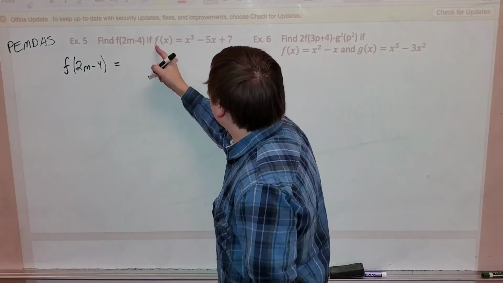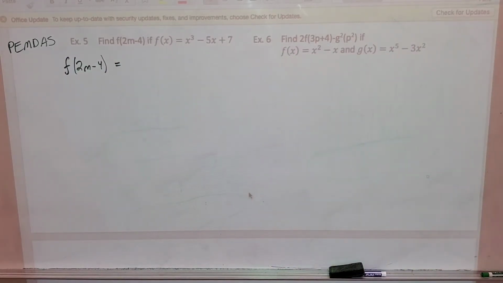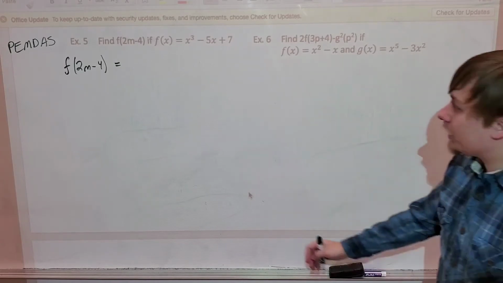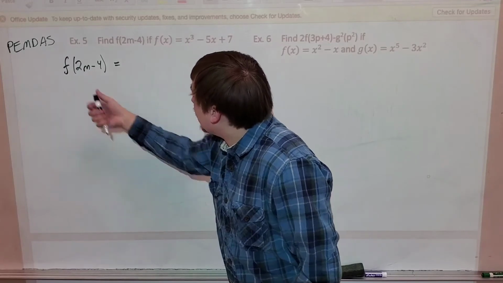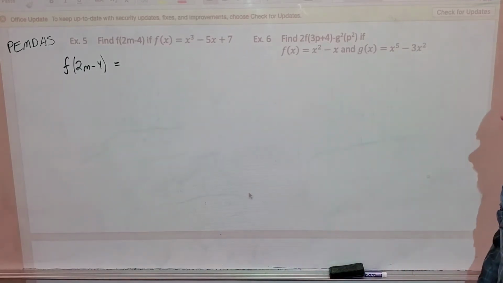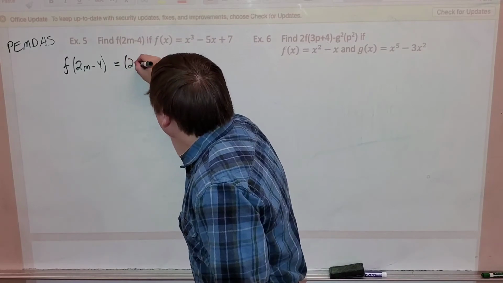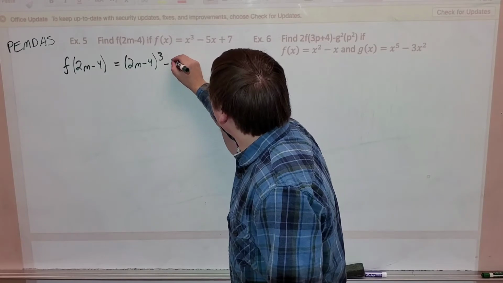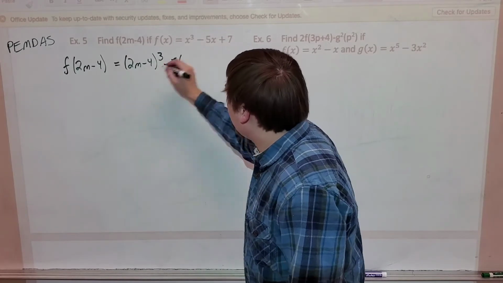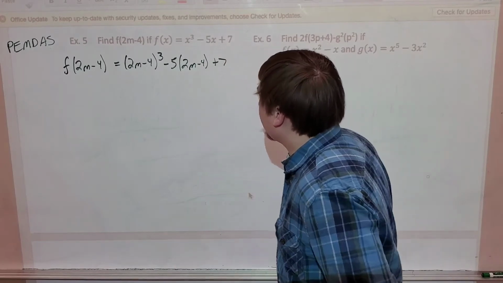And then we have f of x, and here's our function, x to the third minus 5x plus 7. Okay, so even though there's a 2m and then a minus 4, all of this on the inside now, you take all of that and plug it in where x goes. So we have x to the third, so that's going to be 2m minus 4 to the third minus 5, and then we have 2m minus 4 where x goes plus 7.